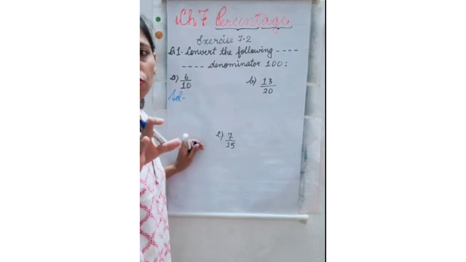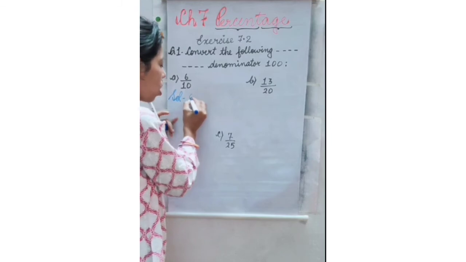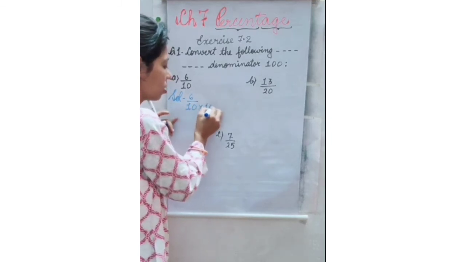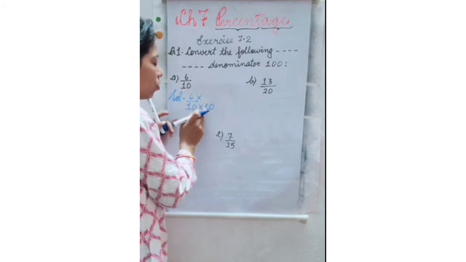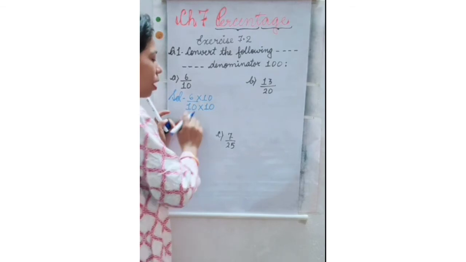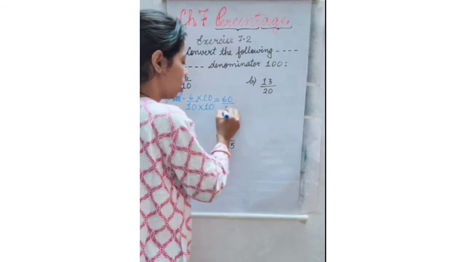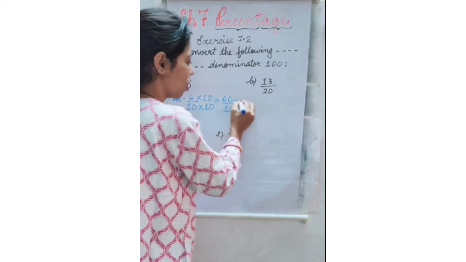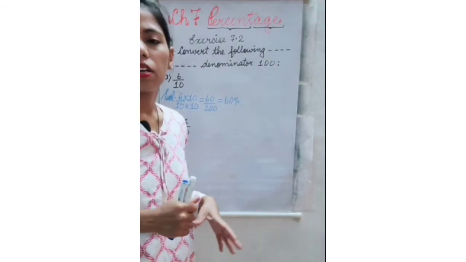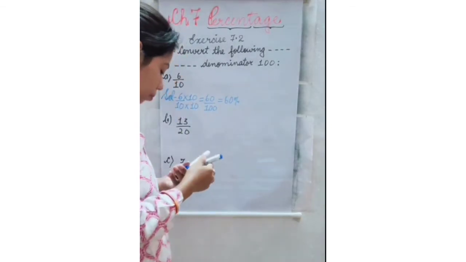So we have to find an equivalent fraction with denominator 100. So how will we change this 10 into 100? By multiplying this 10 by 10. As we are multiplying the denominator by 10, we will multiply the numerator by 10 as well. It will be 60 by 100, and 60 by 100 is equal to 60%.